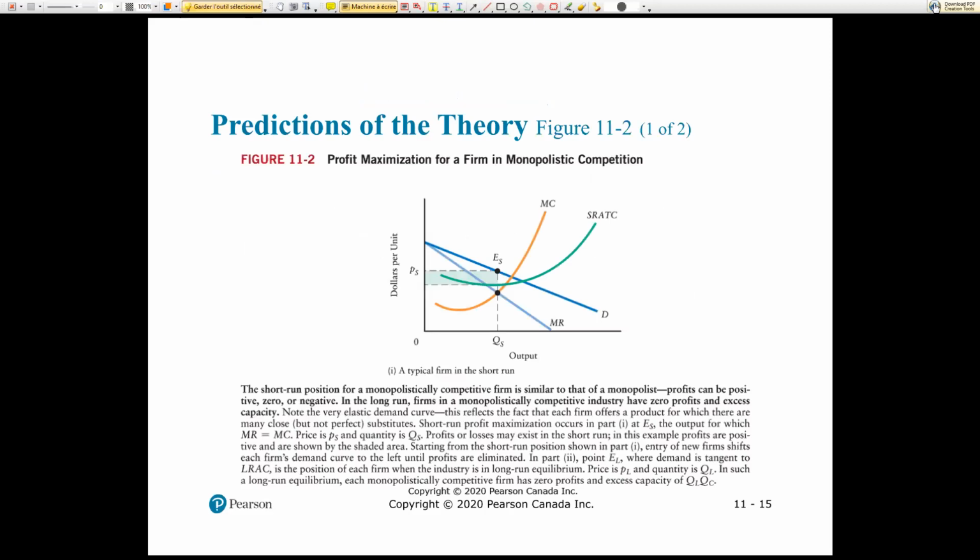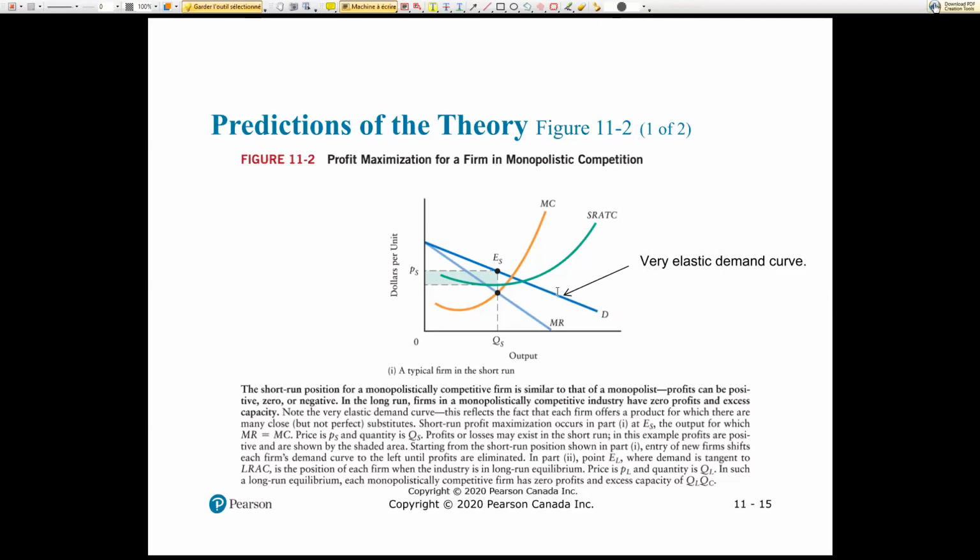Okay, so what does that look like? Well, this is what it looks like for a firm that has some profit. So here, what you see is a very elastic demand curve. So the analysis is like a monopoly. You do the same as a monopoly.